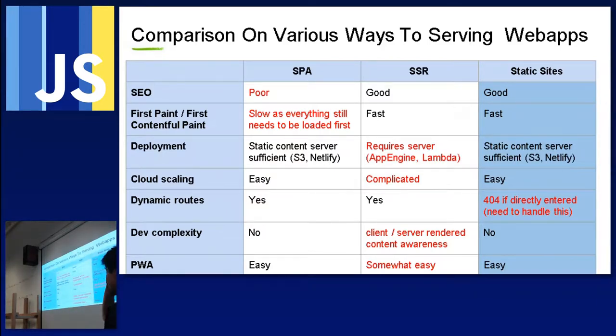SPAs and SSRs will serve up the dynamic routes, but on a static site, because you generate the pages, if one of the pages is not found, you will get a not found error. It could be like the website PropertyGuru, where there's a slash and then a property name, and there are thousands of properties in Singapore. You cannot be generating a page for every single one of them. So in this case, you will get a 404 for the static sites, unless you generate those pages. But there is a way to handle this, and I'll show you how to do it in this workshop.